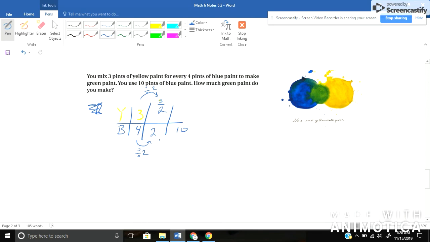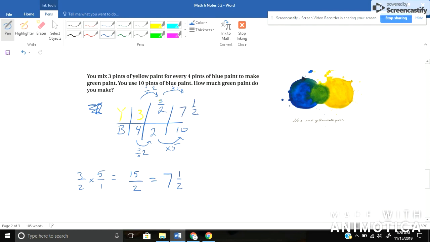And then to go from 2 to 10, well, that's pretty easy. Just multiply by 5. So we take 3 halves and multiply it by 5 to figure out how much yellow I'll use with 10 pints of blue. So 3 halves times 5 over 1 would give me 15 halves, same as 2 goes into 15 7 times, which is 14. I'd have 1 left over. So that would be the same as 7.5.